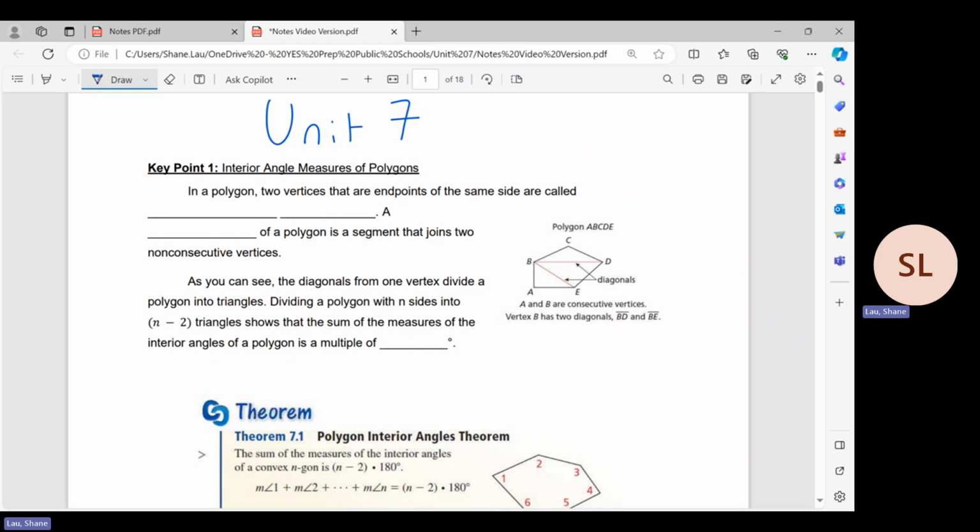And the first key point we're going to go over is the interior angle measures of polygons. Okay, in a polygon, two vertices that are endpoints of the same side are called consecutive. Oops, can't spell consecutive. Consecutive. There we go. Vertices. Okay. Then a diagonal of a polygon is a segment that joins two non-consecutive sides. Okay, or non-consecutive vertices.